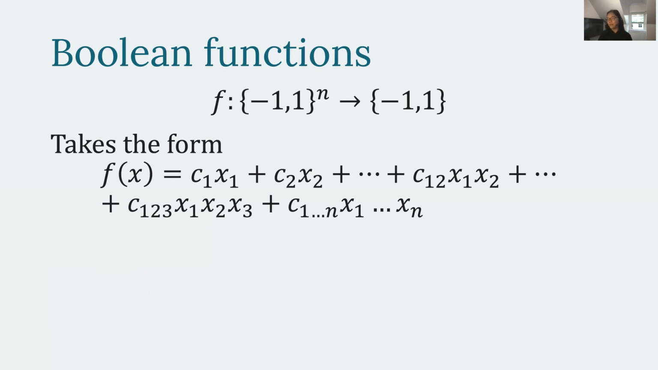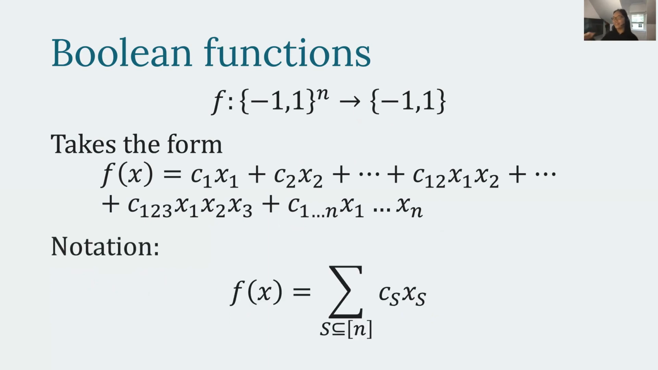So yeah, I write this notation as f of x is equal to a sum over some coefficients times the terms. C of s is the coefficient associated to the term x sub s, where for each subset of n there is a term in the polynomial. I think sometimes people talk about this as the Fourier transform of the function, but I didn't want to get into all of that terminology today.